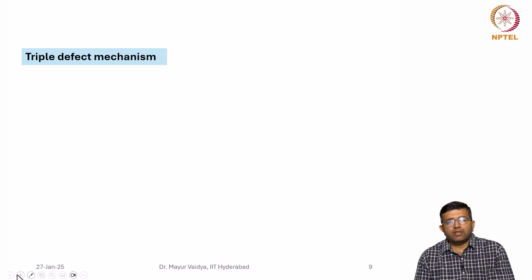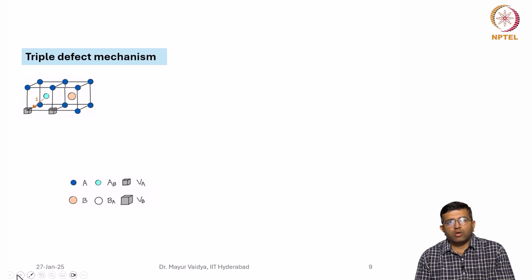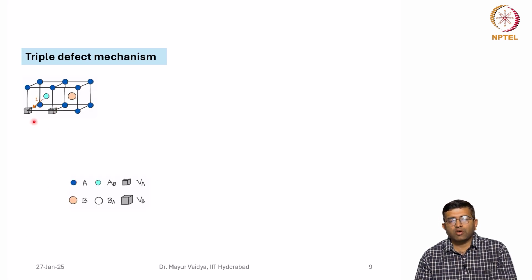Then there is another type of defect mechanism. So, the triple defect, this is the defect we talked about when we were discussing the structure also. So, you see that here there is an A atom which is sitting on the B sublattice. So, this is referred to as AB. The B atom which is sitting on its own site is in orange color, and the A atom on its own site is in this blue color. So, if you see these three, the two vacancies on the A sublattice and this anti-site A atom on the B sublattice, they form a triple defect.